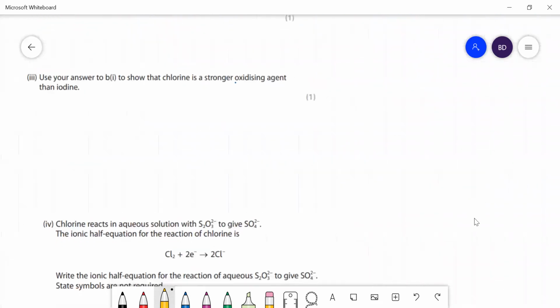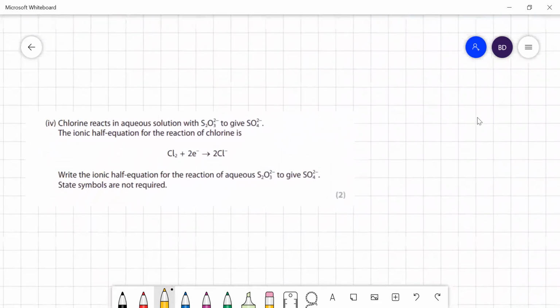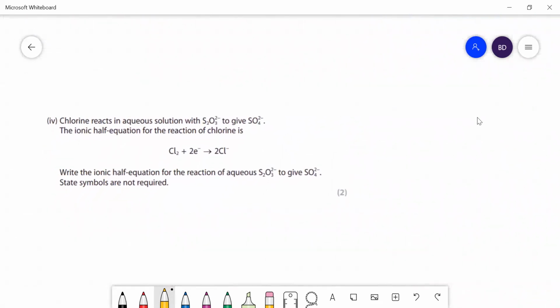And right, so chlorine reacts in aqueous solutions to give thiosulfate to give sulfate ions. The ionic half equation for the reaction of chlorine is there. Write the ionic half equation for the reaction of aqueous thiosulfate to give sulfate. Okay, so let's write that down. So we've got S2O3 2 minus, and that is going to go to SO4. Right, the first thing we need to do is balance for the sulfurs, because we need to put a 2 in front of there. Then we're going to balance for oxygen. So we've got 8 on the right.